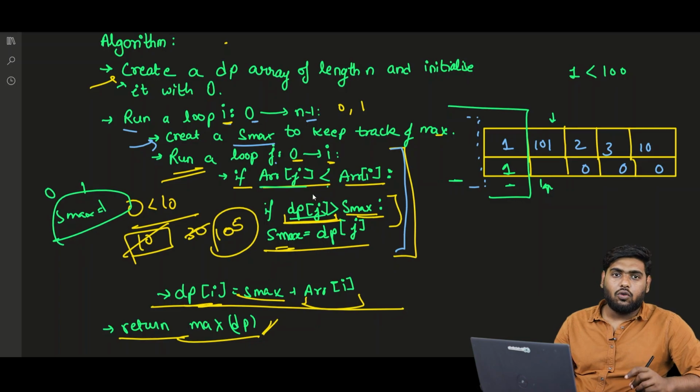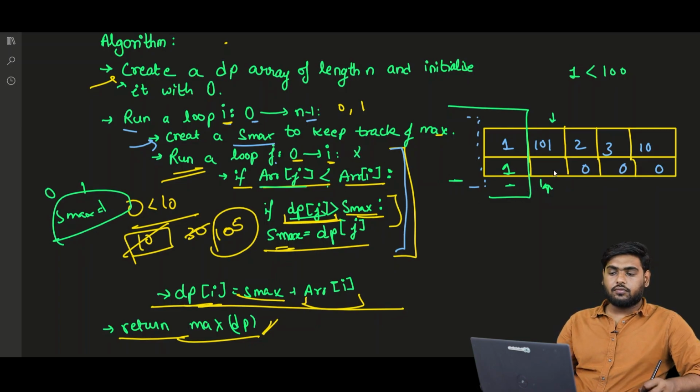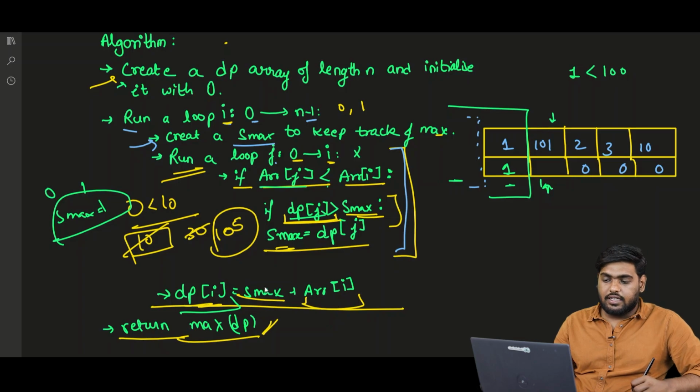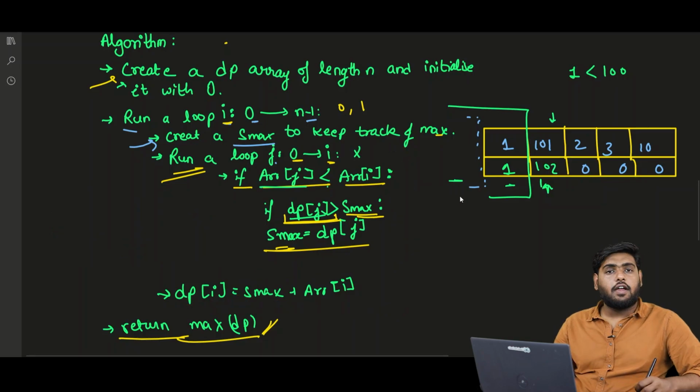S max will now be 1. Now what do I have to do? Well, my j loop ends here. And what am I doing here? dp[i] equals s max plus arr[i]. dp[i] equals s max 1 plus 101. It will become 102. Fine.